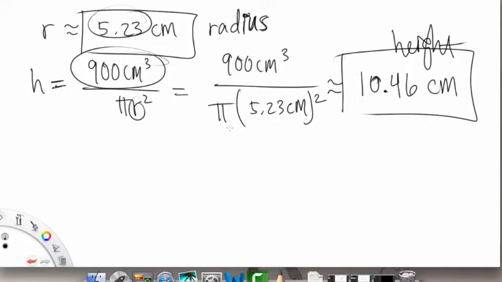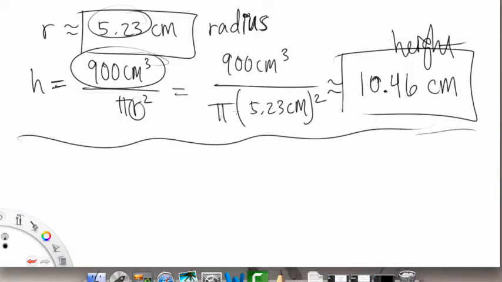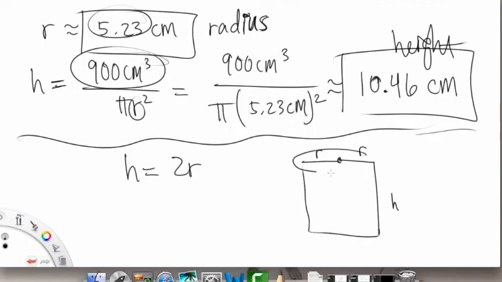But anyways, one other thing that I'd like to point out, it's kind of neat, is that the height, which is 10.46, is actually double the radius. So h is 2 times r. That means that our height is like r, but 2 of them in a row, so it's just as long as that. So our cylinder is actually as tall as it is wide, which is a cool fact. Lots of squares pop up in optimization.